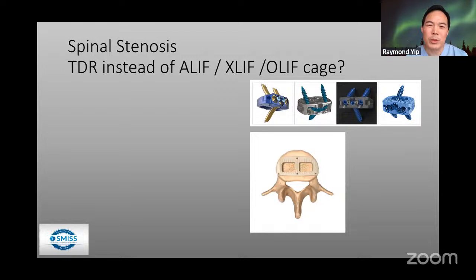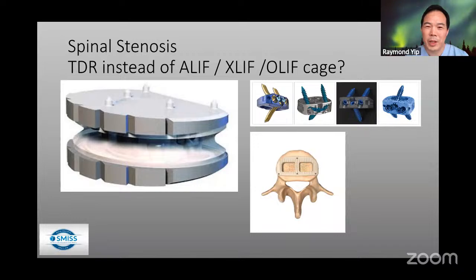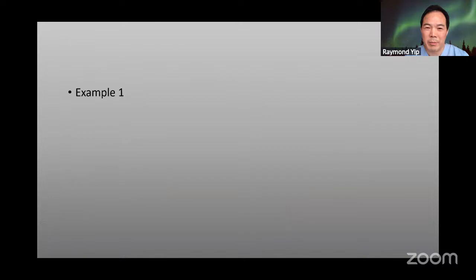So how about performing the same surgery, but instead of using a very big cage, we put in a disc replacement instead, and this preserves the spinal motion. So we're probably not seeing adjacent segment disease now. So instead of putting an XLIF or an ALIF cage in, we are putting a TDR in.